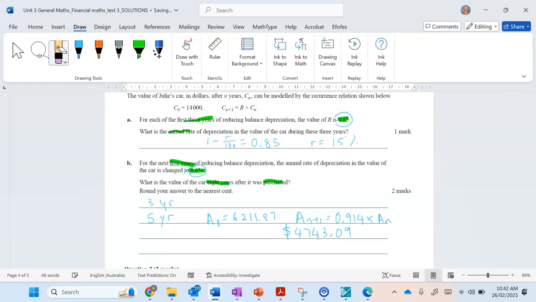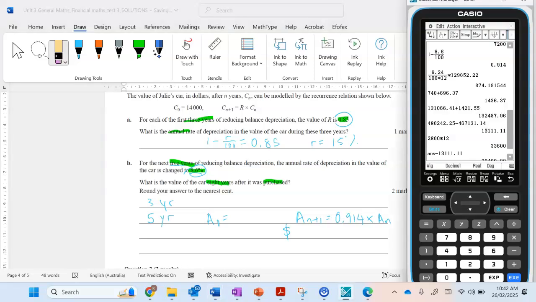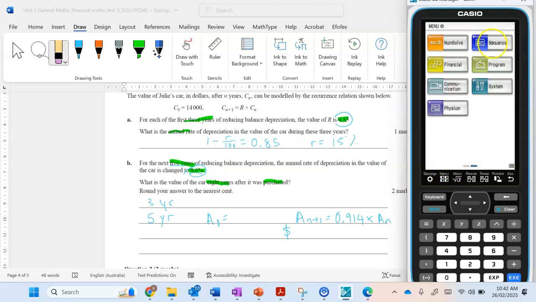What I have done, oh, come on. It's not letting me erase that. Let's try that. So what I've got here is the recurrence relation, although that value shouldn't be there as well. So we'll rewrite the recurrence relation. The second part is right, but my initial value was wrong. So let's find the value after 3 years. When I did this question, I initially showed you both using the recurrence relation and financial solver. So I might do that again.